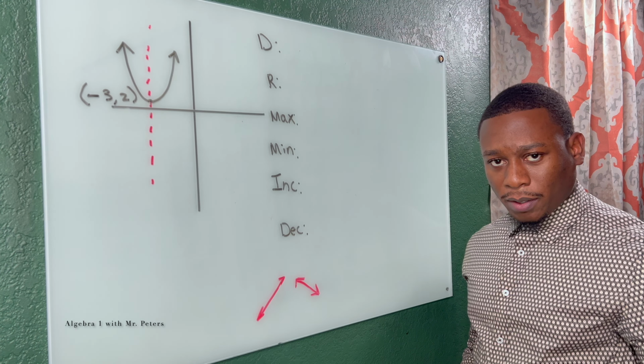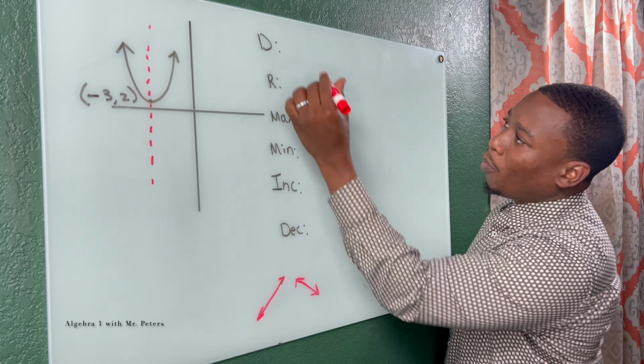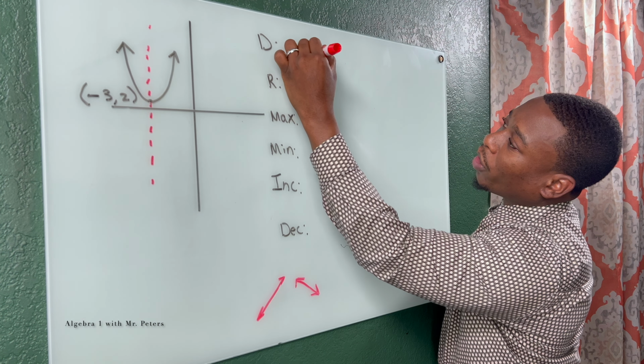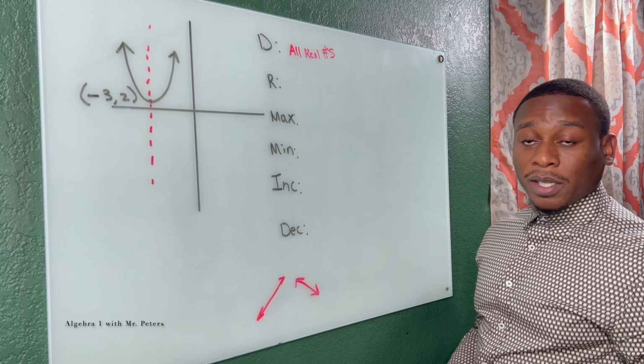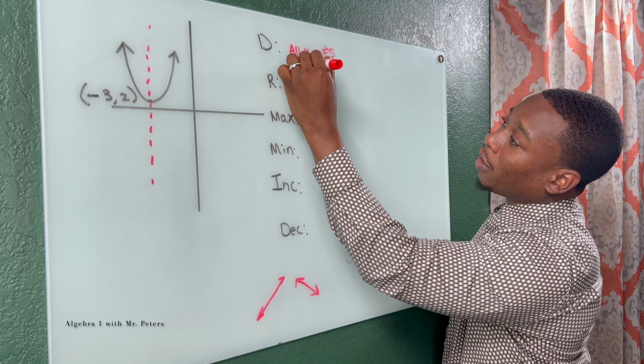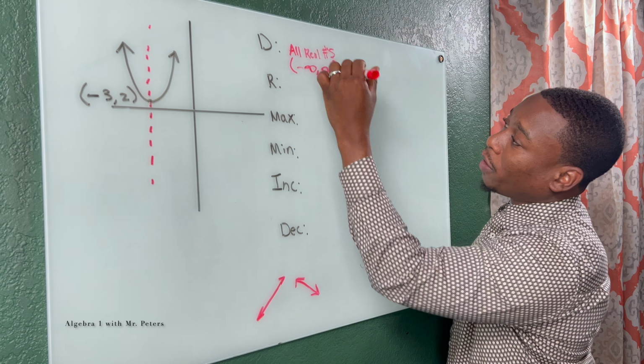All right, so now that we got that, what is the domain? So domain is all real numbers. And sometimes you see it expressed as interval notation as negative infinity to positive infinity.